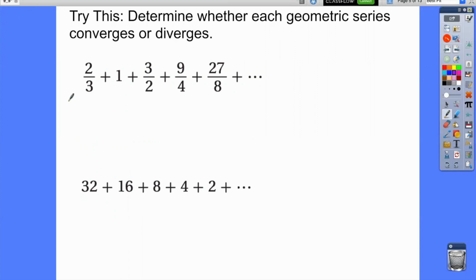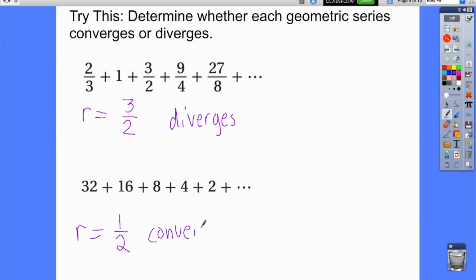In this case, we found our ratio for the first one to be equal to 3/2. And because of that, we say that this series actually diverges. On the other hand, the ratio for the second one is actually 1/2. And we say that this series converges. I hope you paused the video and gave yourself some time to check this out. Let's move on to another example.